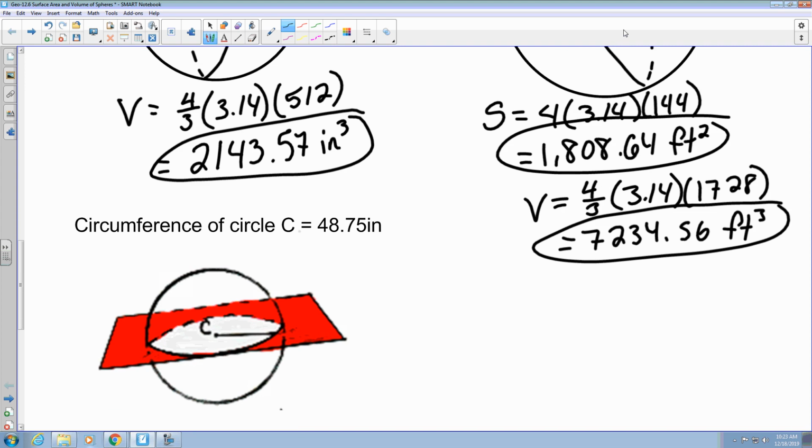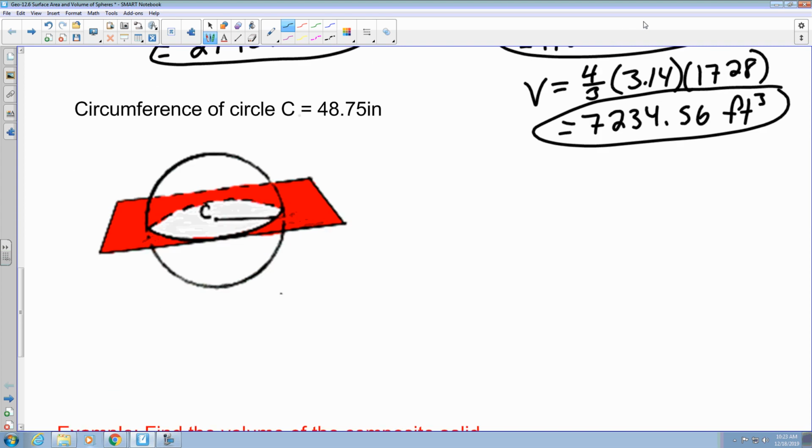All right, so here, what they give us is the circumference of a cross section of this sphere, right? The cross section just so happens to be in the middle. So what we have to do here is, in order for us to find the surface area and the volume, we need to find this radius r.